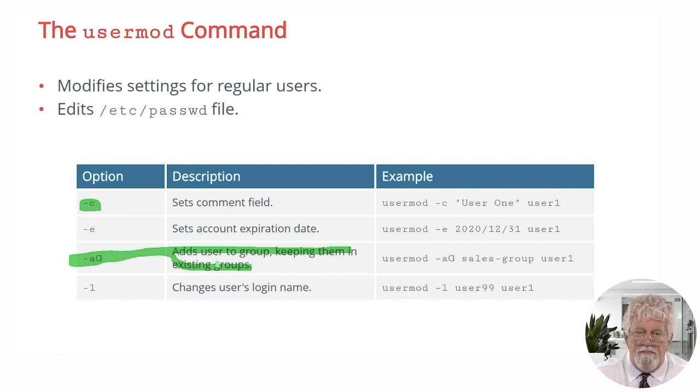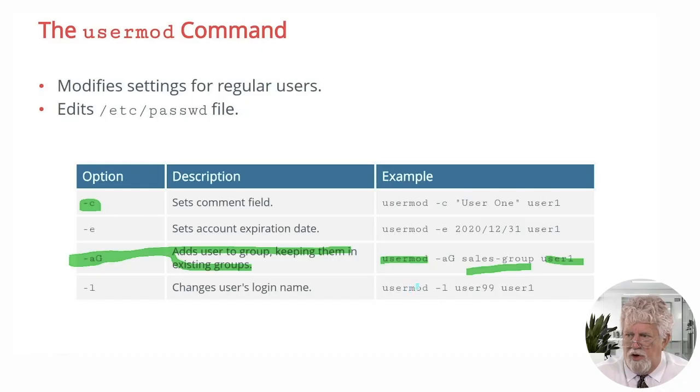Now, we're going to cover groupmod in a few moments. groupmod does not change the membership list of groups. It changes things like the name of the group. You're really modifying the user account by putting them into a separate group. So here we're doing a usermod on user1 and adding them to what's called the sales group. usermod with an -l allows you to change the user's login name. If I do this, that means user1 would now be known as user99.